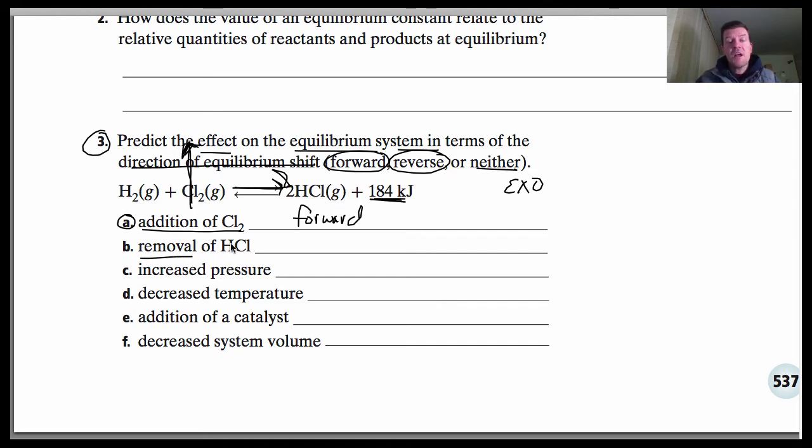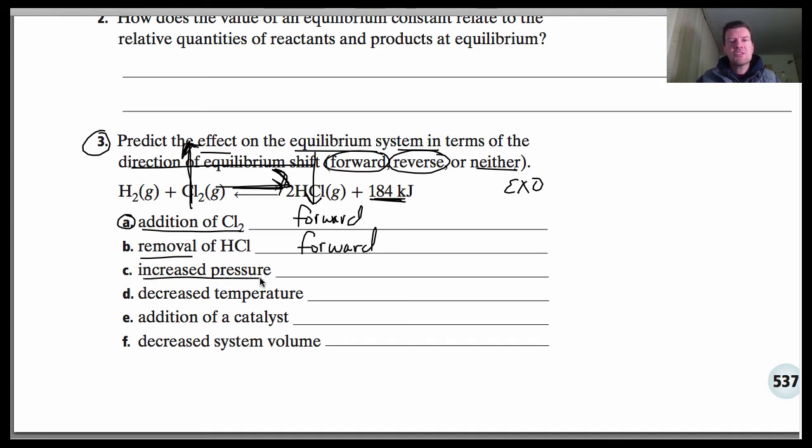Removal of HCl. What if you take away HCl? Well, it's going to try to replace that. It's always going to try to counteract what you're doing. So how does it replace HCl? Forward direction. Makes more HCl.